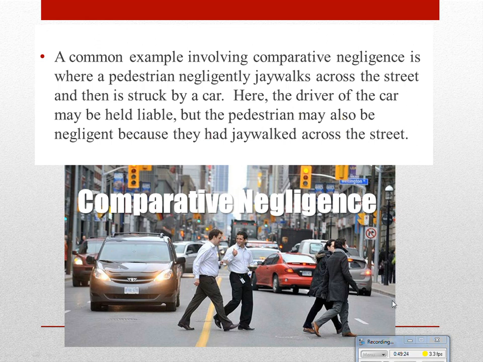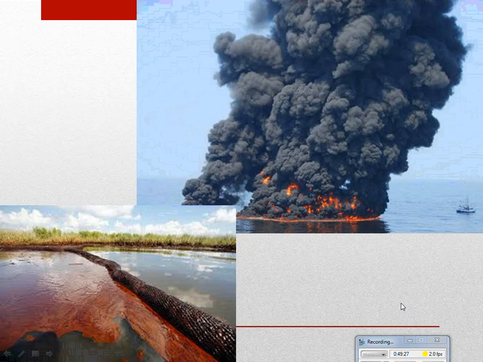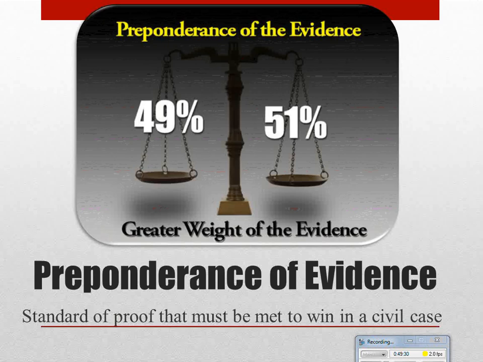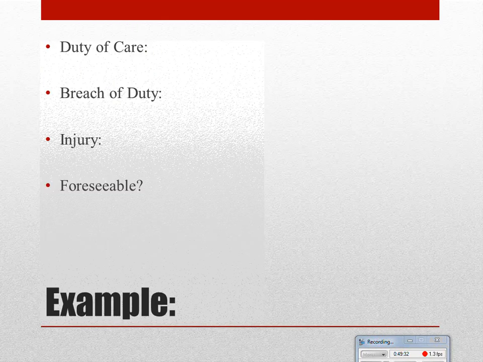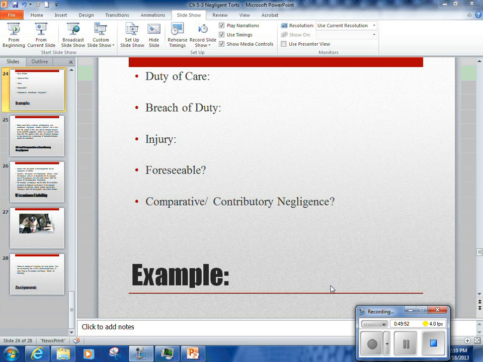Okay, so I want you to go back to our sample example. We're going to add a category here: duty of care, breach of duty, injury. Is it foreseeable, and is there any comparative or contributory negligence? Okay, I want you to do this now. I'll give you about 5 minutes, and then we'll come back together and discuss.